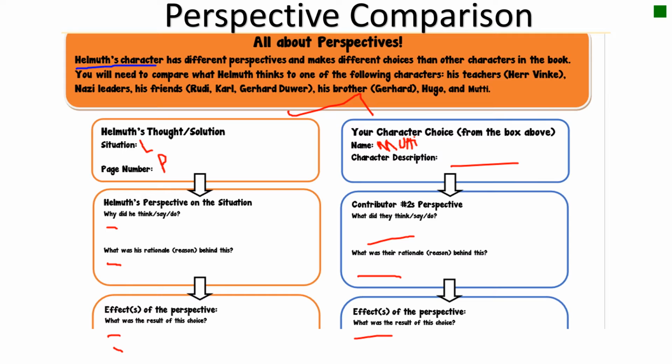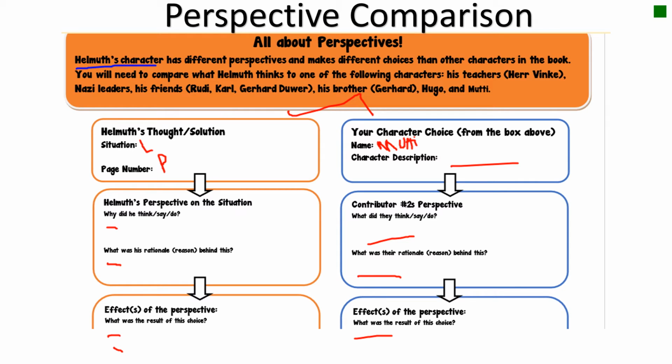And so this one, if you read along, it says, Helmuth's character has a different perspective and makes different choices than other characters in the book. You'll need to compare what Helmuth thinks to one of the following characters, either his teacher, the Nazi leaders, his friends, Rudi, Karl, Gerard, or his brother Gerard, Hugo, and Moody, so that's his mom.